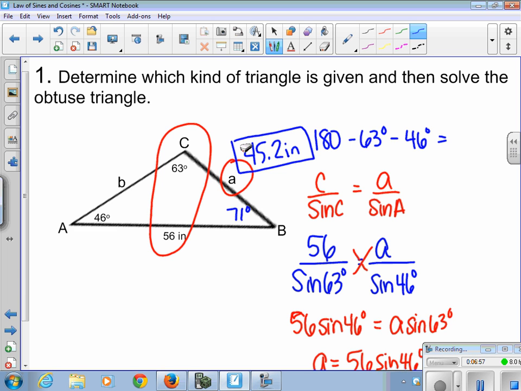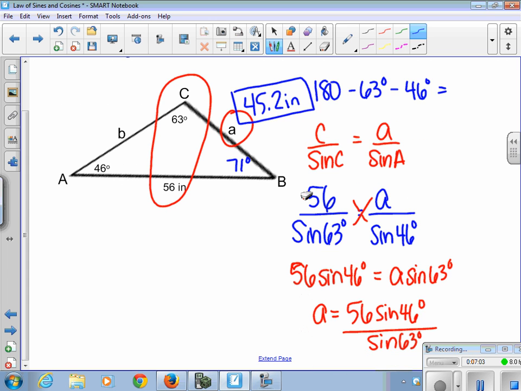All right, does that make sense so far? Now, I'm going to go find side B. A lot of people, whenever they do this, will make the mistake of trying to use Pythagorean theorem. Can you use Pythagorean theorem? No. So I'm going to use this law of sines again.